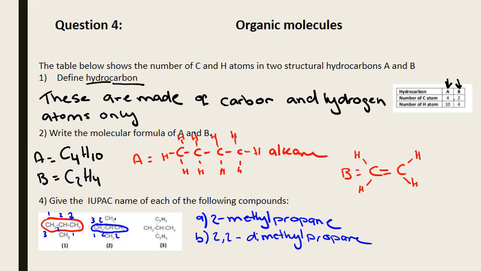Then for letter C, or for number 3, we look at the longest chain. Longest chain is here. It's got 5 carbons, 1, 2, 3, 4, 5. That's going to end in pentane. Okay, there are 2 methyl groups attached to carbon number 3, so it's 3,3-dimethylpentane.